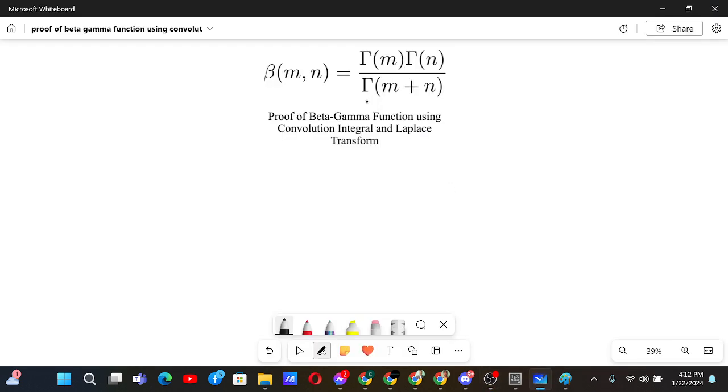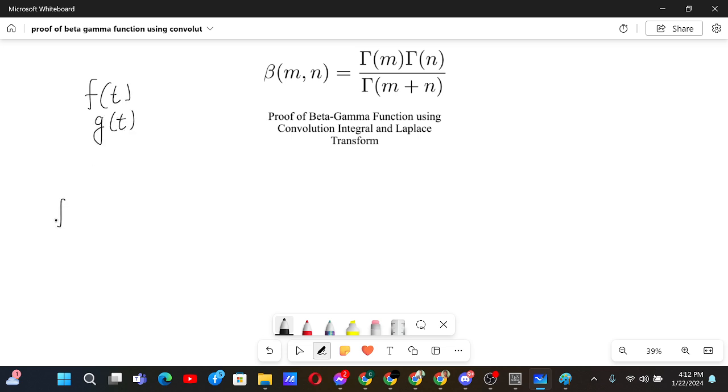We are going to see a beautiful proof of the beta gamma function relation using convolution and the Laplace transform. But before we begin, it's important to know what convolution actually is. So let's say we have two functions, f of t and g of t.